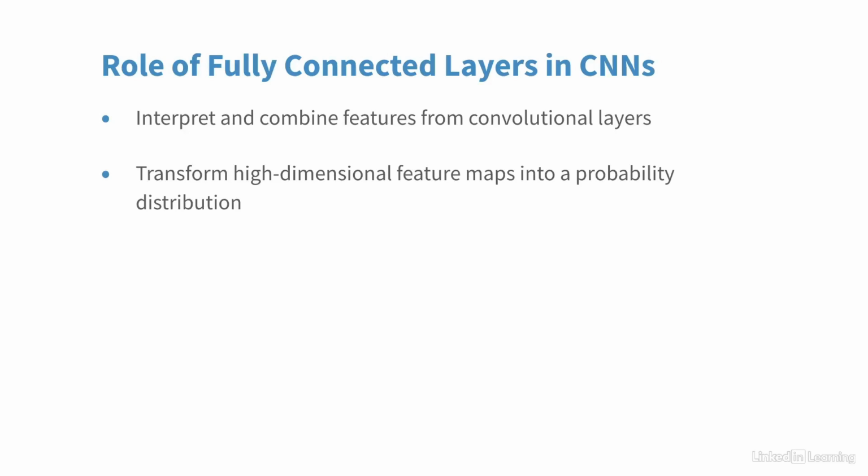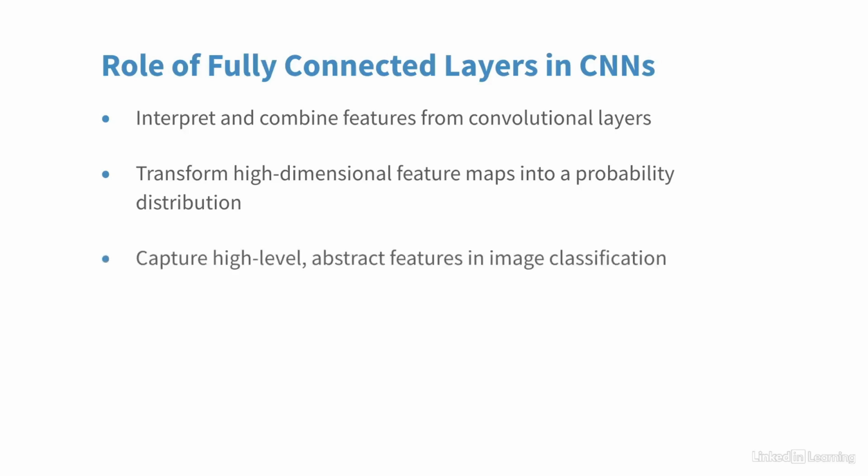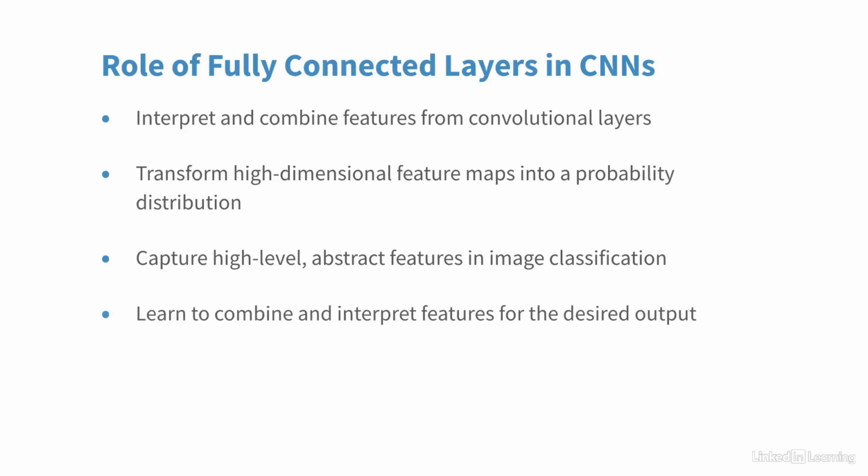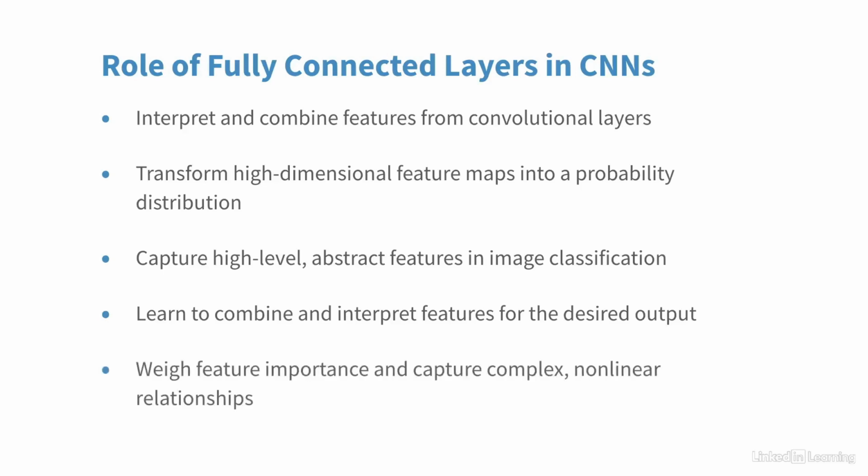So again, in image classification tasks, the previous layers generate high-level abstract features of the image. These features are then taken up by the fully connected layers, which learn to combine and interpret them and map them to the desired output, which in our case is going to be class labels. The fully connected layers also learn to weigh the importance of different features and their relationship to the final prediction, which can often be complicated and nonlinear. Let's walk through what happens in the fully connected layers.